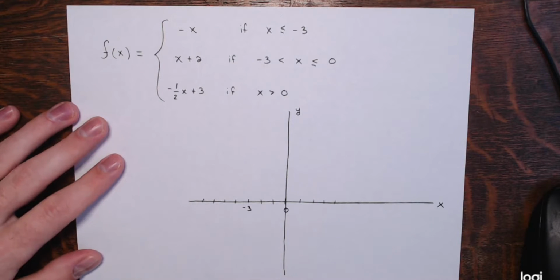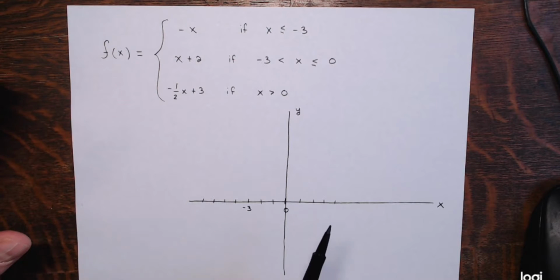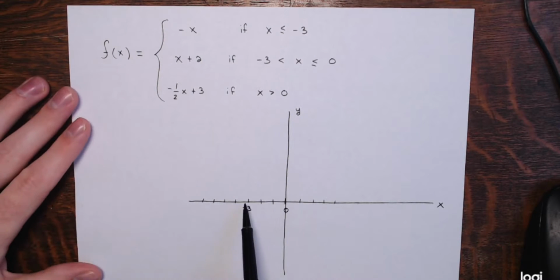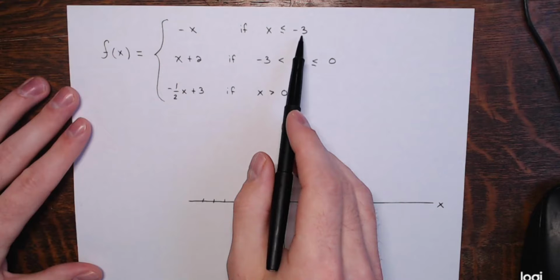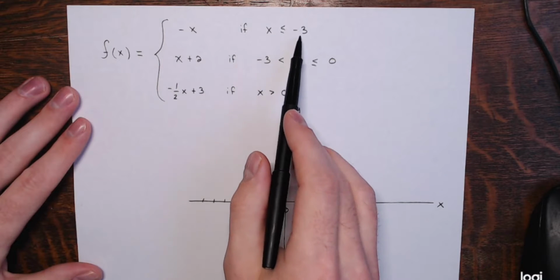All right, so I'm going to do one piece at a time. So first I'll start with this top piece. x is less than or equal to negative 3.